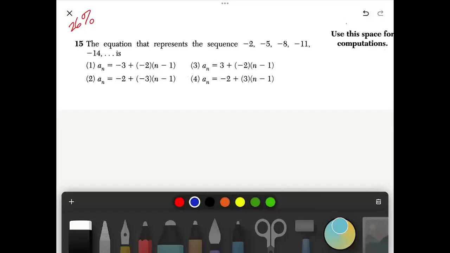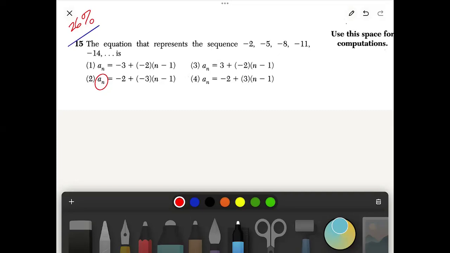Hey guys, this is Mr. H. I am going to do question number 15 from the June 2024 Regents exam. And as you can see, we didn't do very well with this question. The primary reason is we didn't do a whole lot with the sequences. We looked at geometric and arithmetic sequences, but we were never trying to graph these.